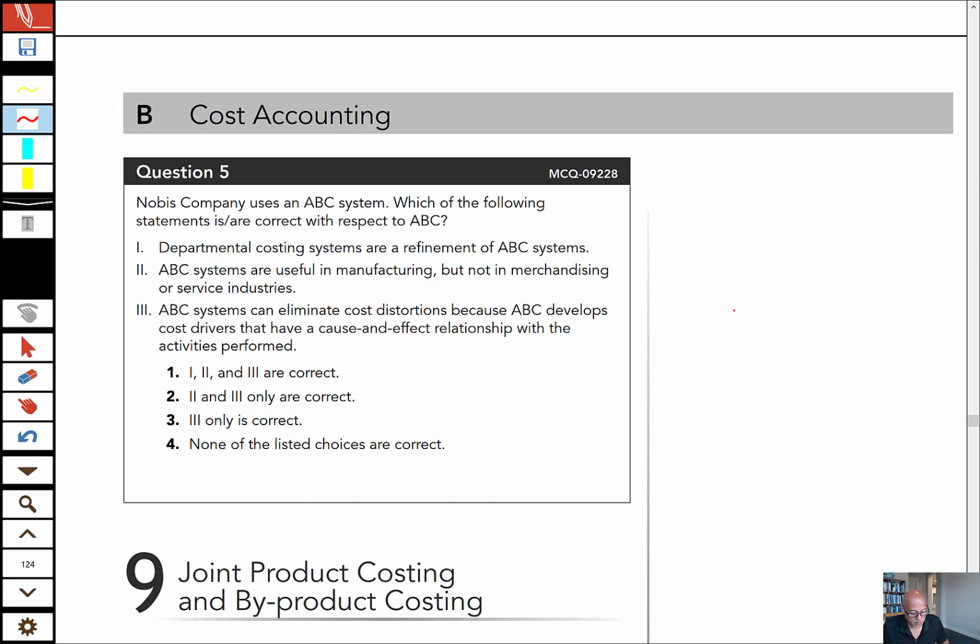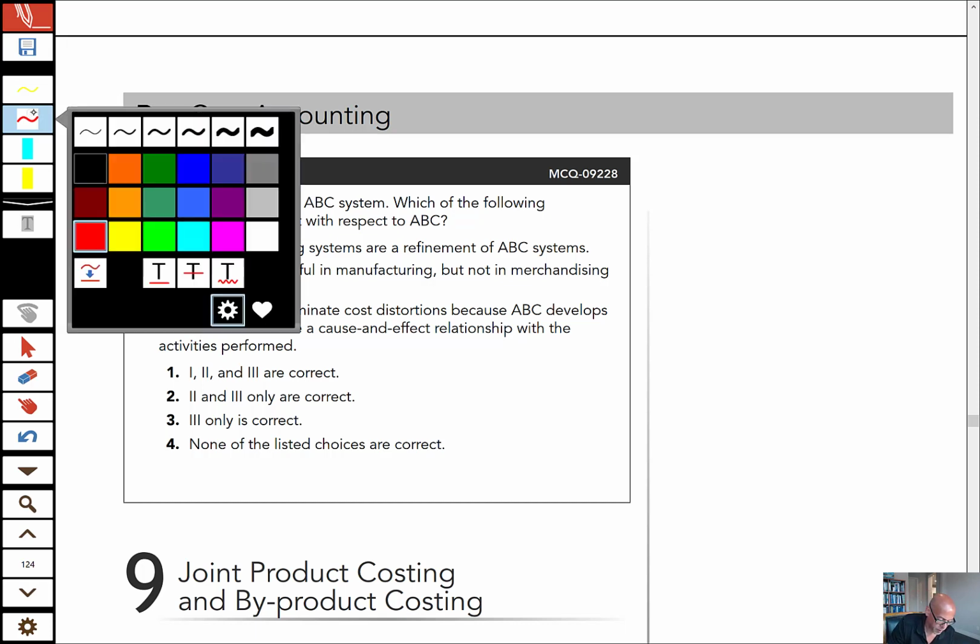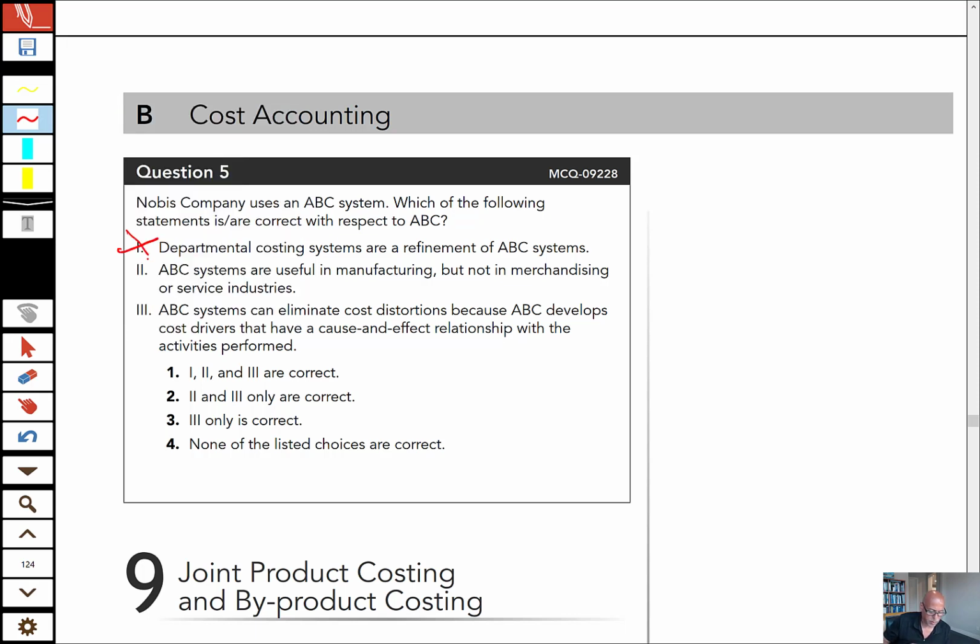Nobis company uses an ABC system. Which of the following statements are correct with respect to ABC? Departmental cost systems are a refinement of ABC systems. No, they're not a refinement. They are assigning cost by activity. I wouldn't call it a refinement of departmental cost. You can have a departmental overhead rate, you can have a company-wide overhead rate, or you can use ABC, but they're not derivatives or refinements of each other.